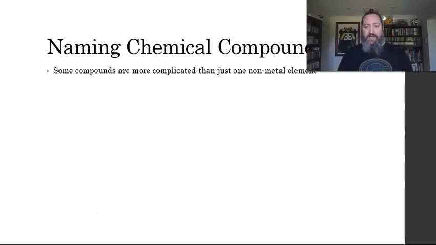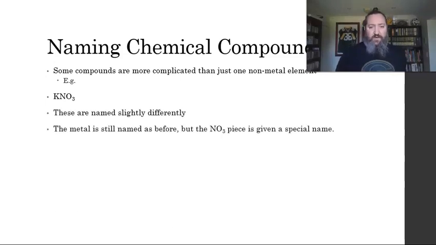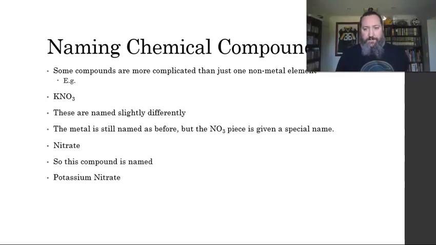So if there are pieces that are not just one non-metal, so it's a metal and then a group of things that are non-metals, like this, KNO3. Potassium is a metal, but then nitrogen and oxygen are both non-metals. These get named a little bit differently. We still name the metal first, but then that piece at the back, in this case the NO3, is given a special name. In this case it's called nitrate. We don't call it nitrogen oxide or anything like that. They get their own name. So this stuff would be called potassium nitrate.